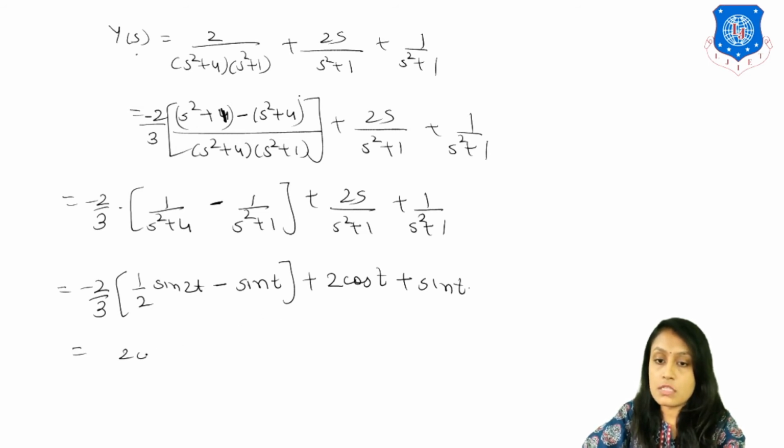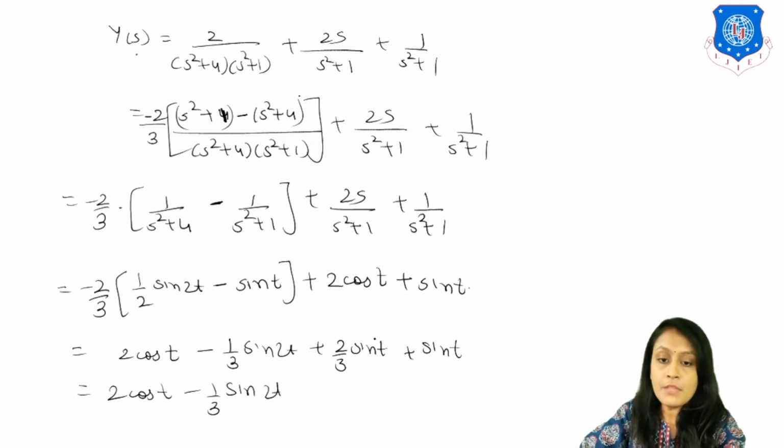Okay, just do some simplification. So this 2 cos t I will write here. Now multiply this, so this 2 will get cancelled, and we have minus 1 upon 3 sin 2t. Multiply this, so we have plus 2 upon 3 sin t, and plus again sin t. Do one more simplification. So what you will get: 2 cos t minus 1 upon 3 sin 2t. Here take sin t outside, so 2 by 3 plus 1 gives you 5 by 3.